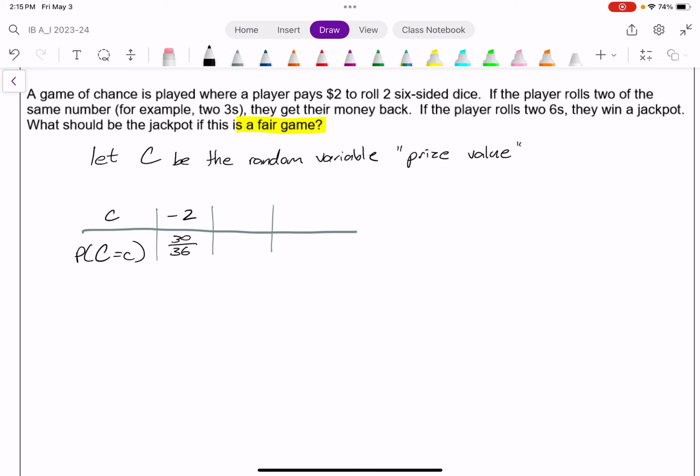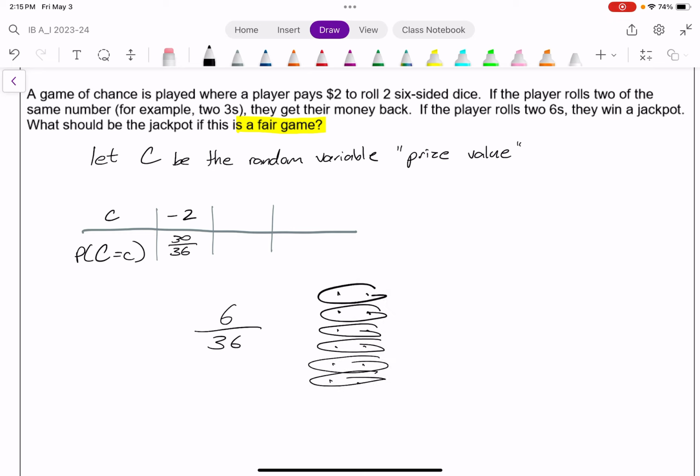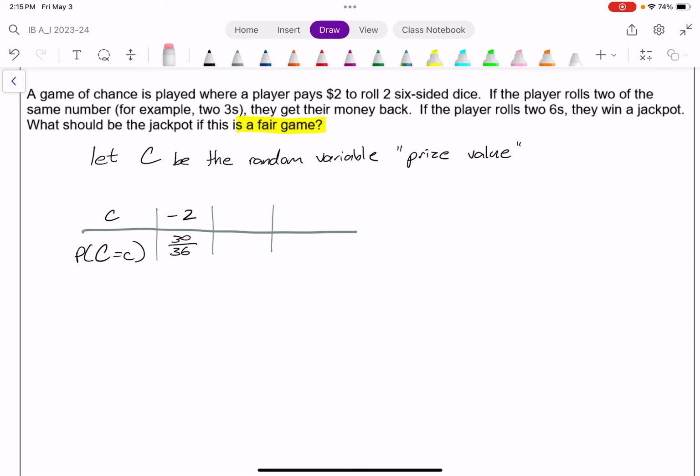And that's because there's only a 6 in 36 probability of you rolling the same number. A 1 and a 1, a 2 and a 2, a 3 and a 3, a 4 and a 4, a 5 and a 5, and a 6 and a 6. There's only 6 ways you can do that. And so that means there's 30 ways you can't. So there's a 30 out of 36 probability you're going to lose. And so negative 2 is the random variable cost for when you lose the game.